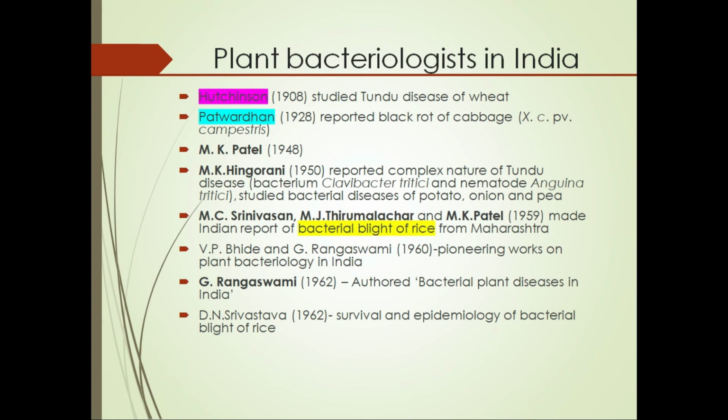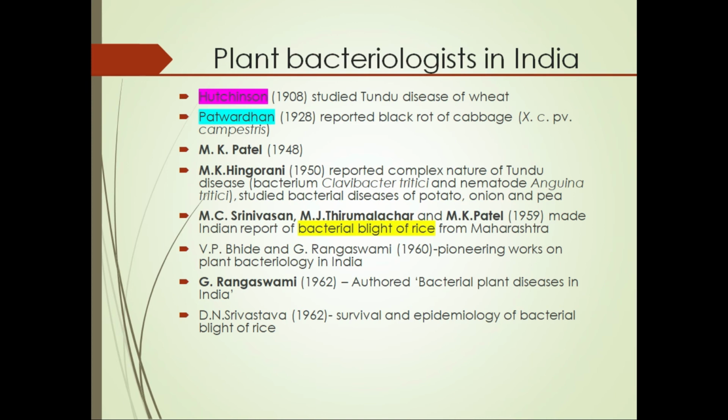Then M.K. Hingorani in the year 1950 reported the complex nature of Tundu disease. Tundu disease is a complex disease. It is caused by a bacterium, Clavibacter tritici, earlier named Corynebacterium tritici, and a nematode, Anguina tritici. These two pathogens can separately cause diseases in plants with their separate identities and separate names of diseases. But when they come together, they bring about another set of symptoms, which we call Tundu disease.